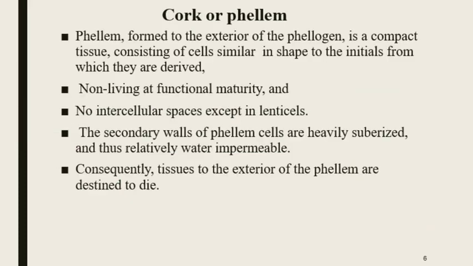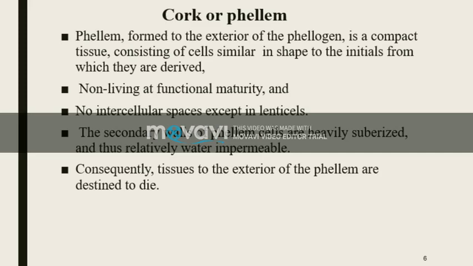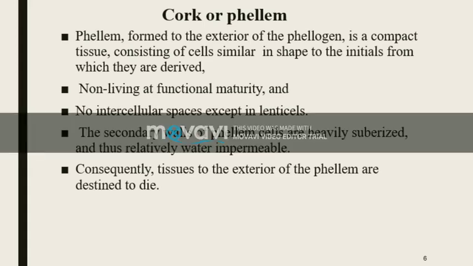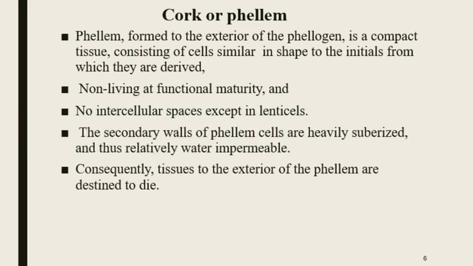Cork or phellem. Phellem formed to the exterior of the phellogen is a compact tissue consisting of cells similar in shape to the initials from which they are derived. Means the cork cells are derived from the cork cambium, which is meristematic in nature, and when they are derived they are similar in shape but non-living at functional maturity. These cells, when they become mature, become non-living and have no intercellular spaces except in lenticels.